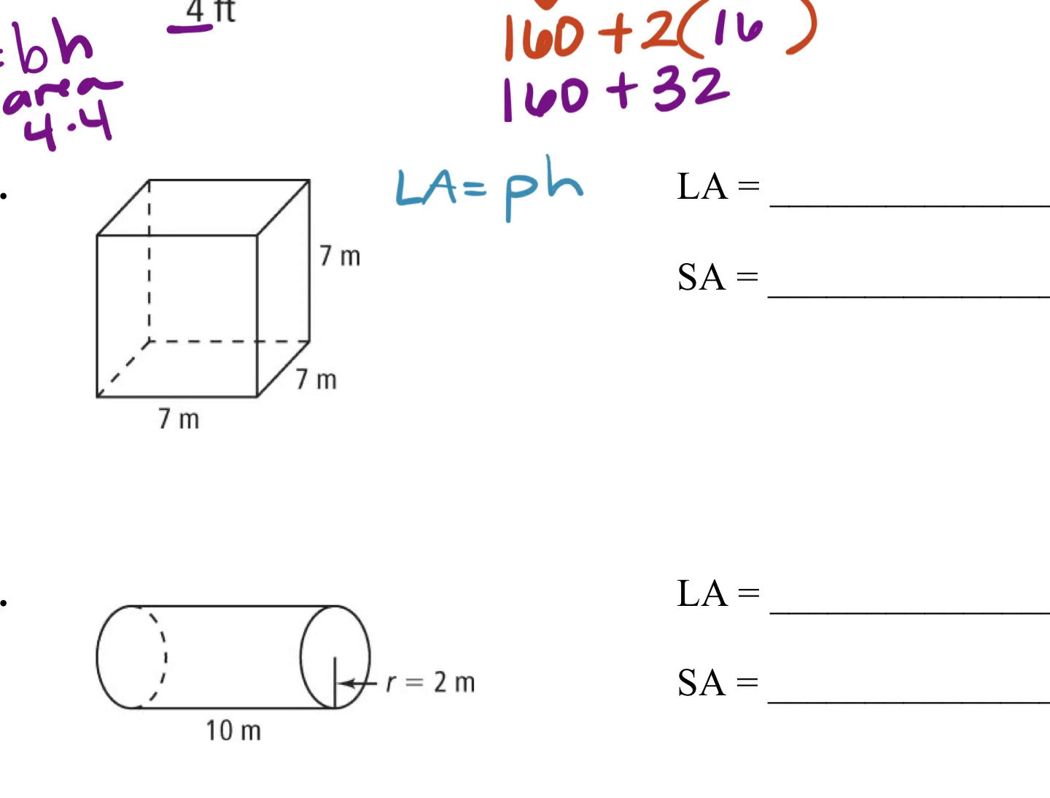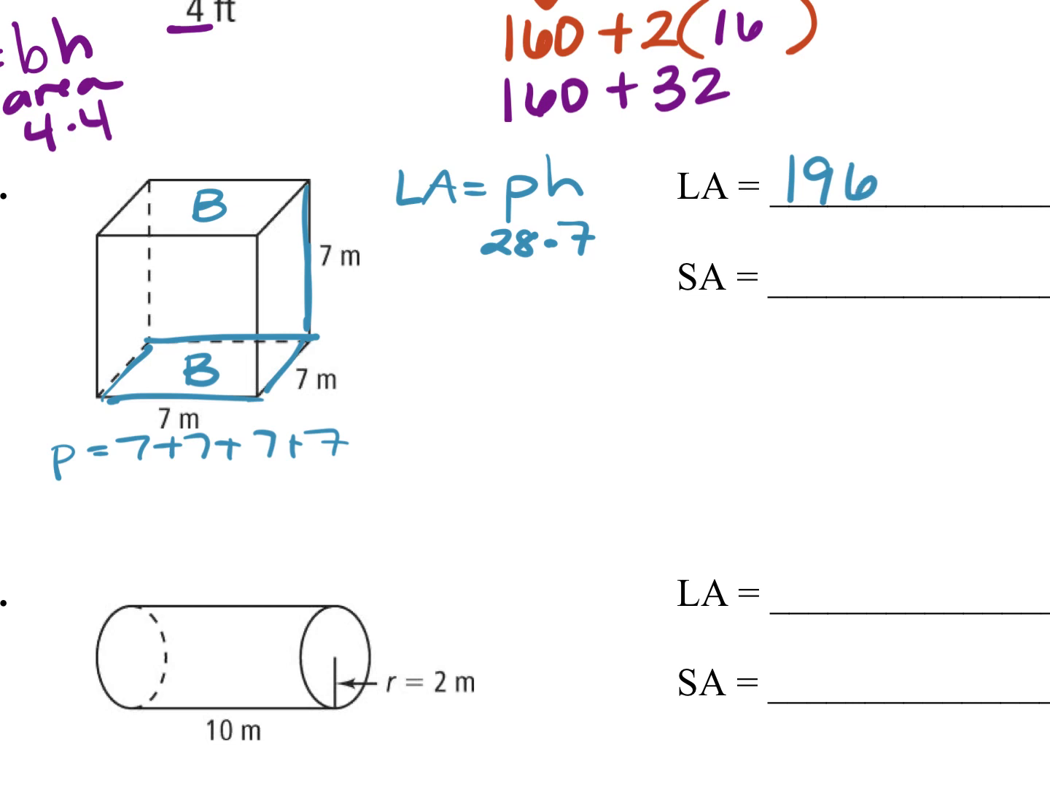Okay, so your lateral area is P times H, right? P stands for perimeter of your base. I'm using this as my base and this as my base, okay? So perimeter of the base, you did what? 7 plus 7 plus 7 plus 7. Right, add it all up. 7 plus 7 plus 7 plus 7 is 28. What's H? 7, the height. So 28 times 7, what'd you say, 196? Yeah. Square meters, okay?